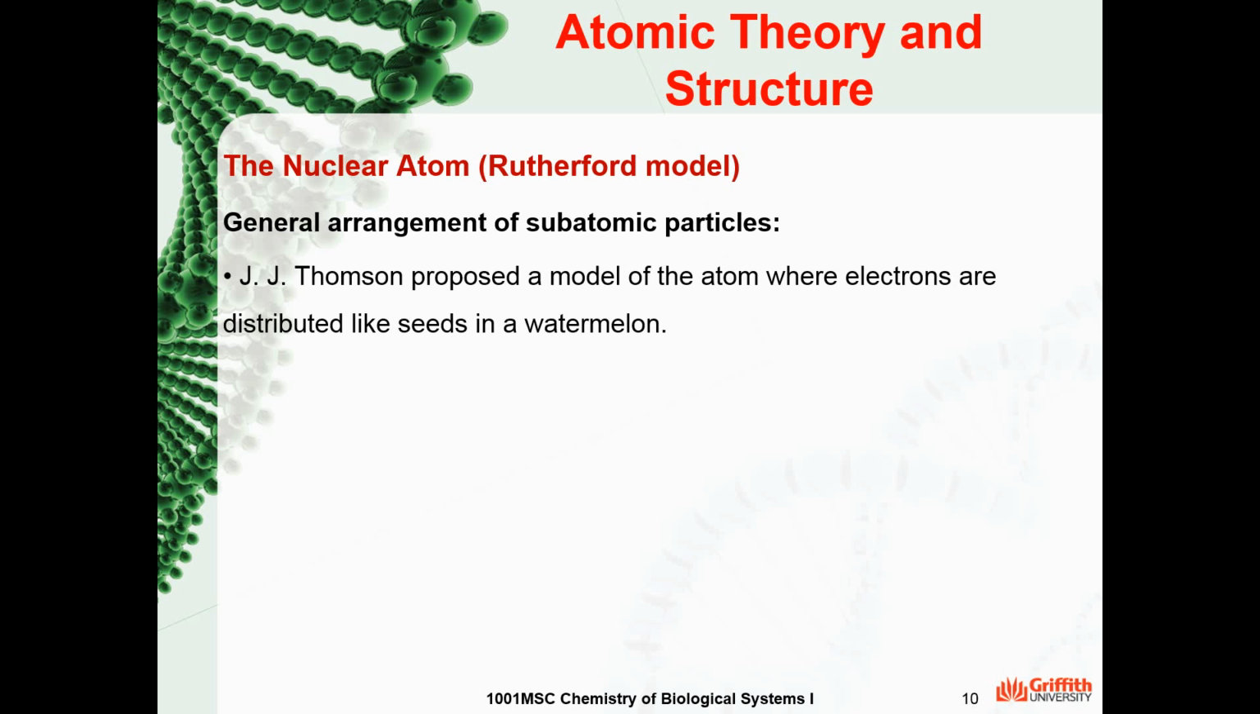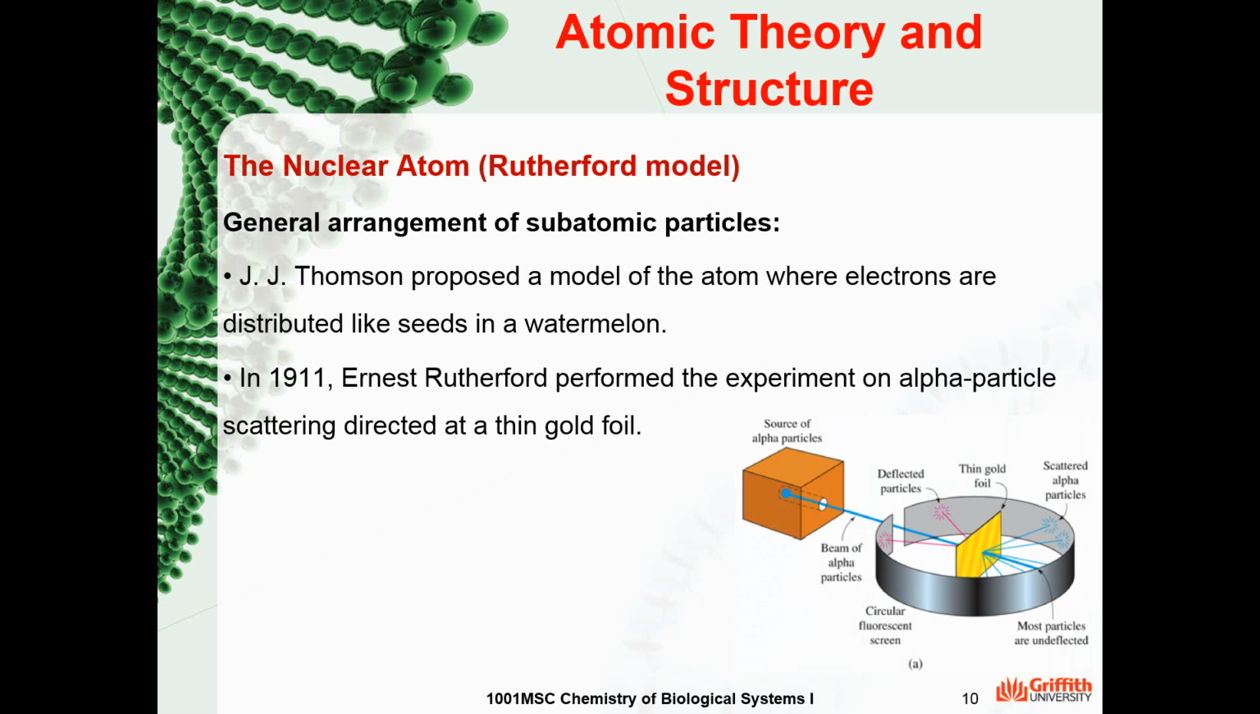Before Rutherford's experiment, J.J. Thomson proposed a model to explain the structure of an atom where he imagined that electrons are distributed around the atom like seeds in a watermelon. However, Rutherford conducted an experiment to explain the atom model where he sent alpha particles, which are positively charged, through a thin gold foil. Rutherford noticed that some particles went through while others bounced back. So Rutherford rejected Thomson's model and suggested his new model, which is called the nuclear atom.